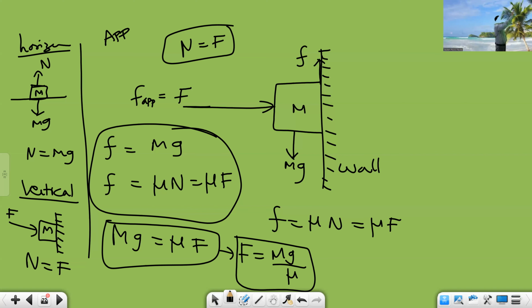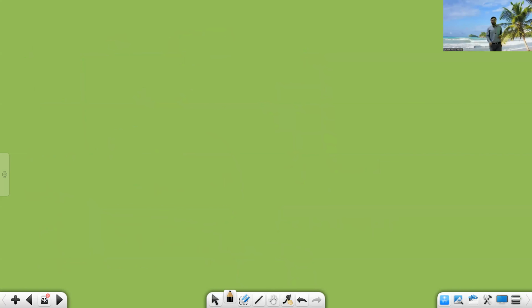In this application, a block is pressed on a vertical wall. This application name: ball pressed on vertical wall, a block or ball, something pressed on a vertical wall. Okay, fine. Any other applications, sir? Yes, I want to explain one more application.